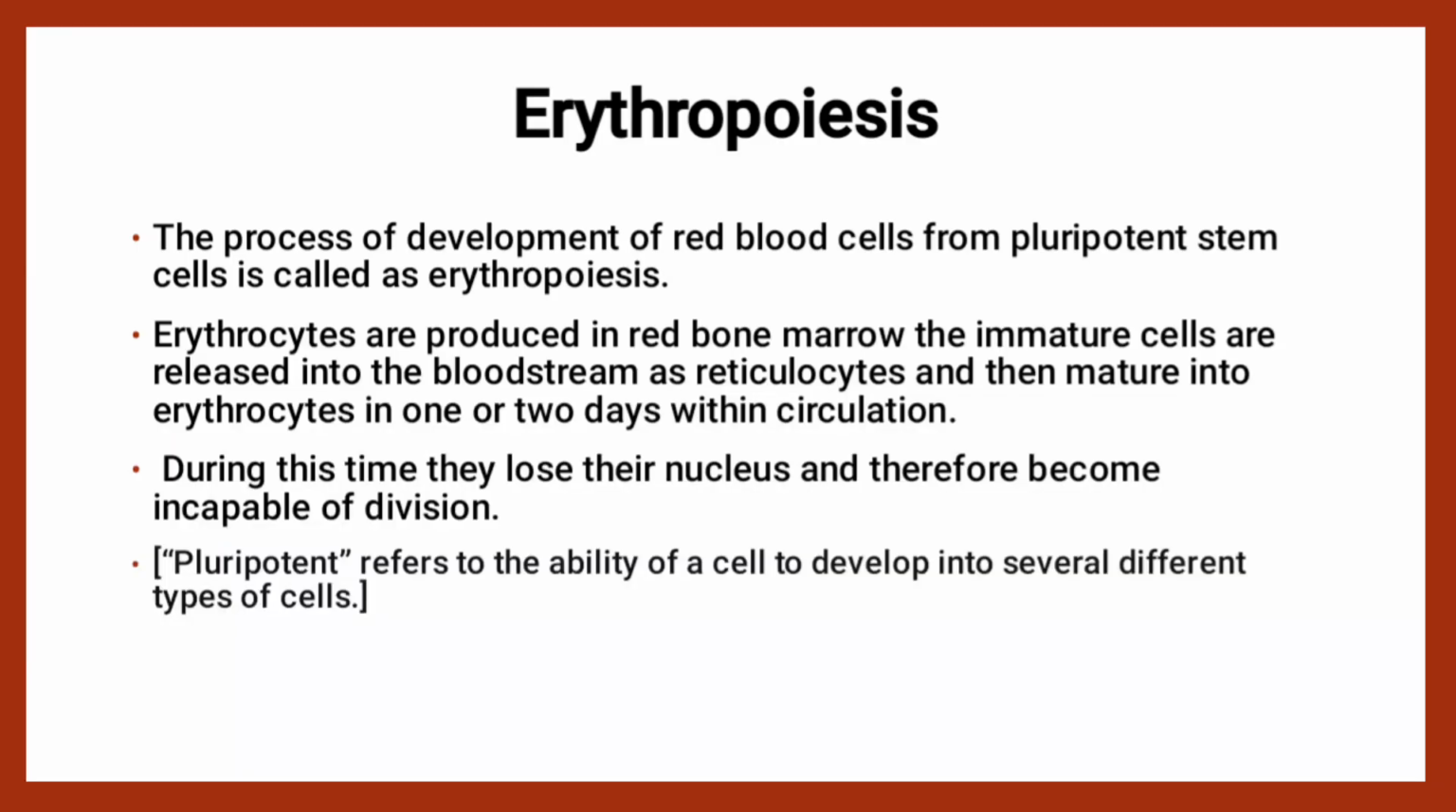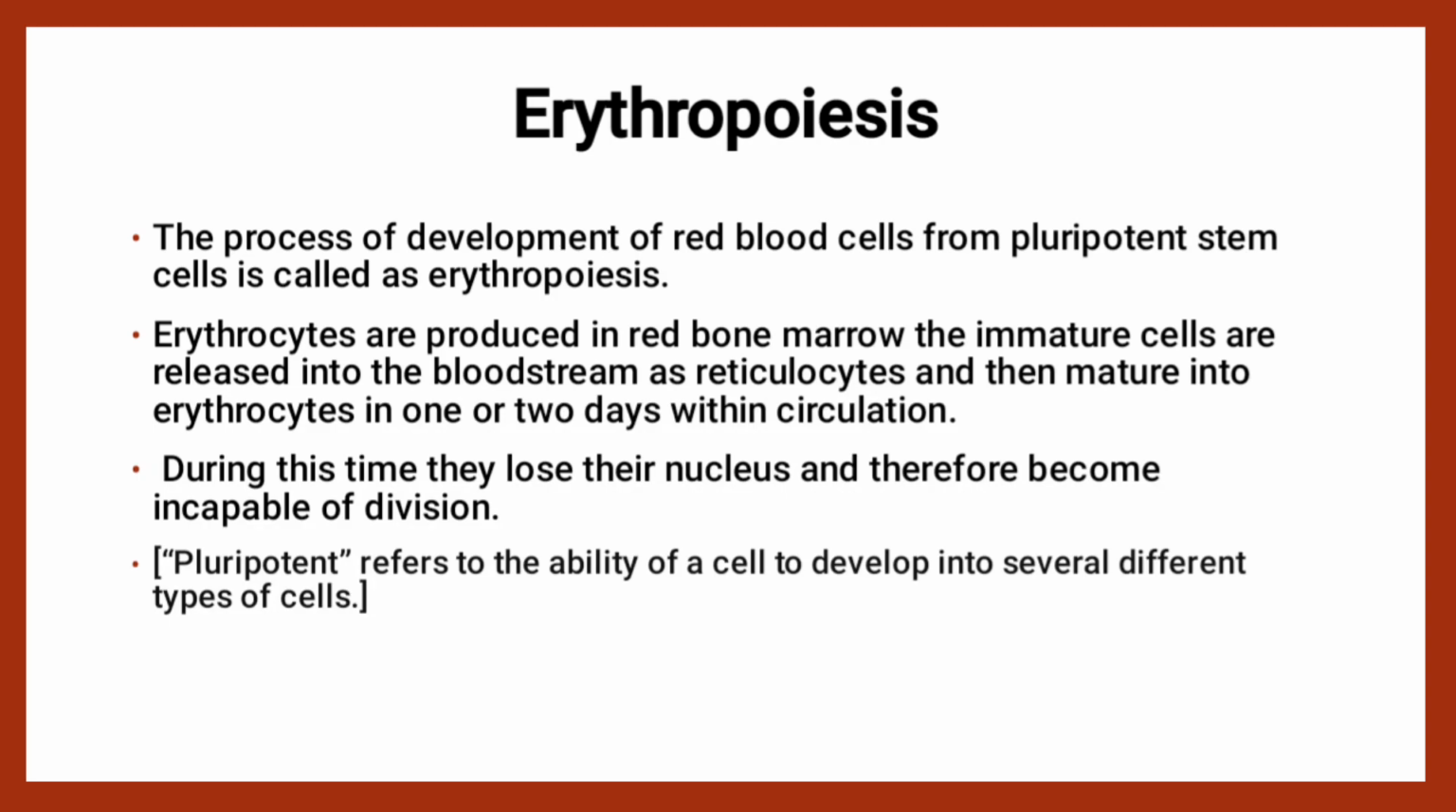So red blood cells perform a very important function: supplying oxygen through hemoglobin to all cells as well as the tissues. Red blood cells are formed within the body by the process of erythropoiesis. The process of development of red blood cells from pluripotent stem cells is called erythropoiesis. Erythrocytes are produced in the red bone marrow.